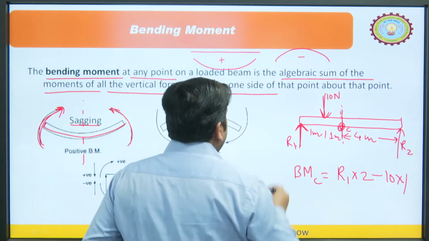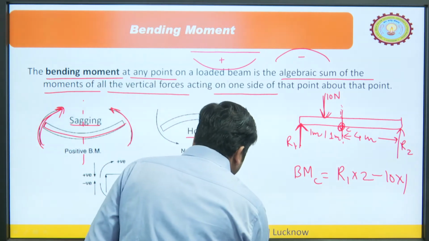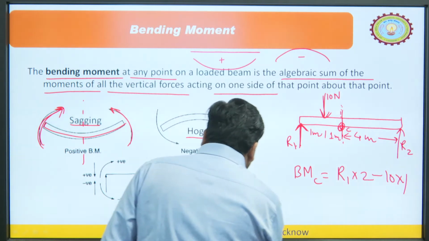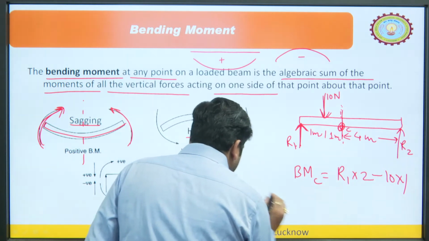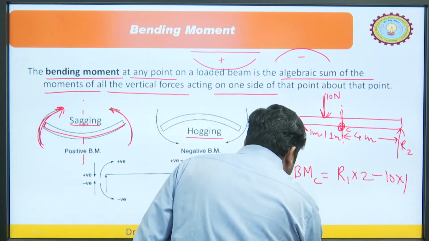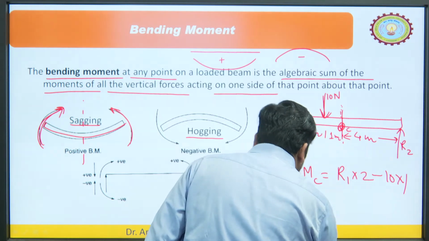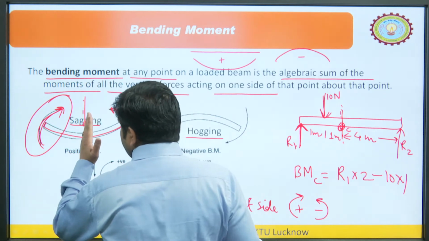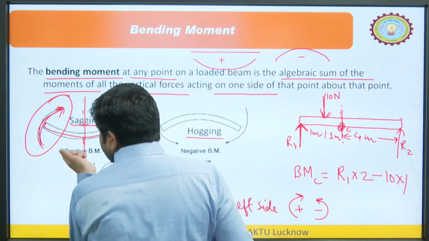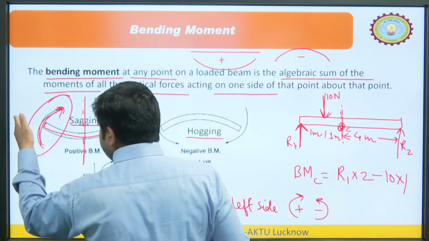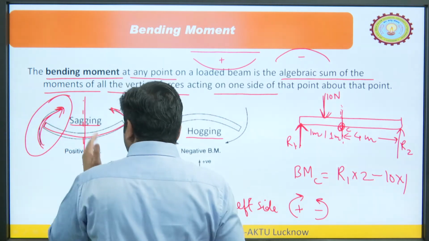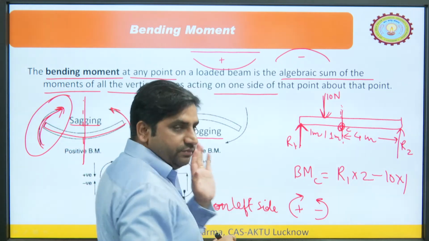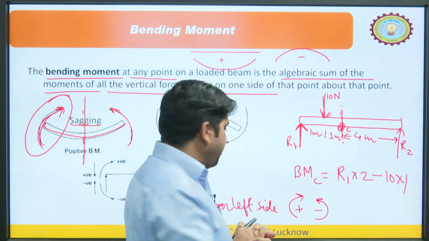So, it means left side bending moment. We have to take the sign convention: on the left side, clockwise is positive and anti-clockwise is negative. So we are seeing only this. You can see, for positive bending moment, if we have the clockwise movement on the left side, that would be considered as positive, and if we see the right side, anti-clockwise will be positive. So, it is the point to remember.